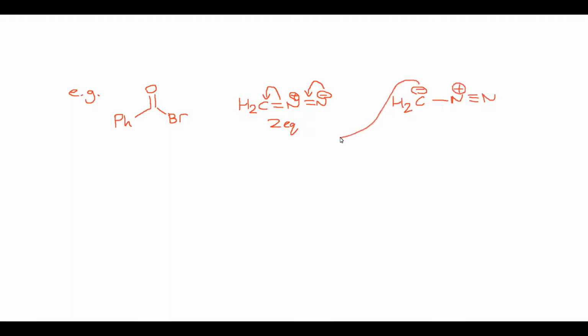So our diazomethane attacks our electrophilic center, moving the electrons up onto the oxygen, back down to form the double bond again, kicking off the bromine.